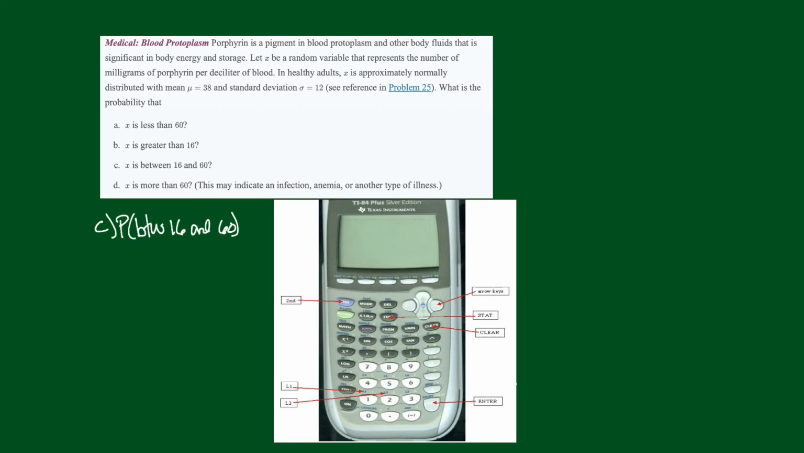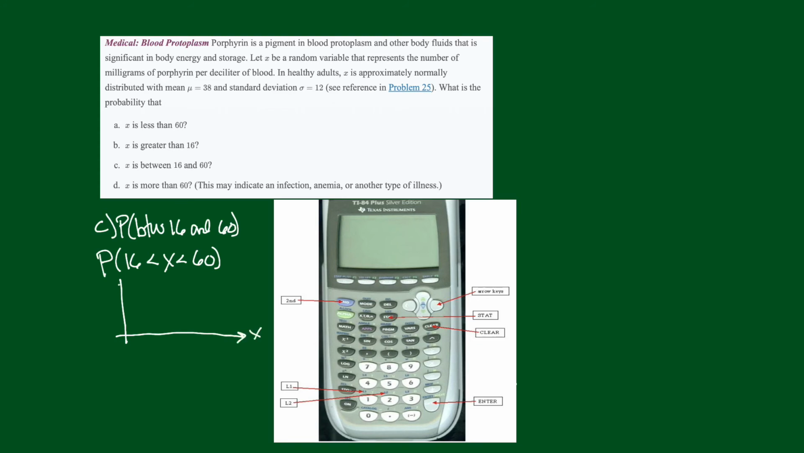Now, part C, they're asking us, what's the probability that the porphyrin level is between 16 and 60? All right, so I wrote it in English. Now I'm going to write it like this. What's the probability that 16 less than x less than 60? I'll draw my picture.